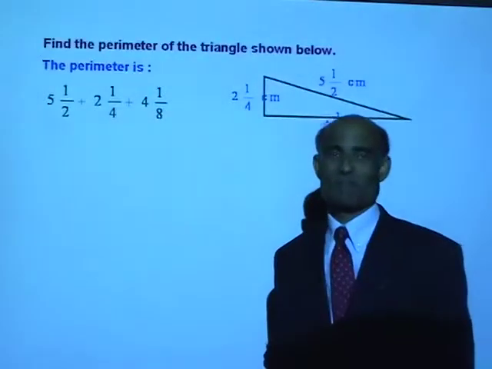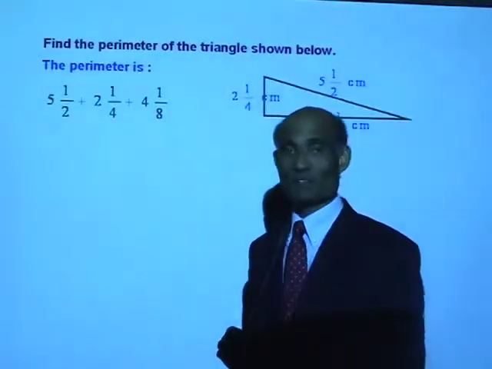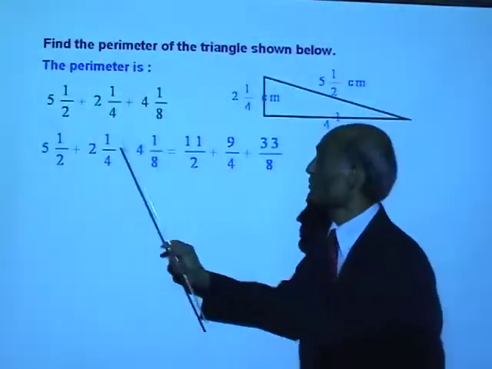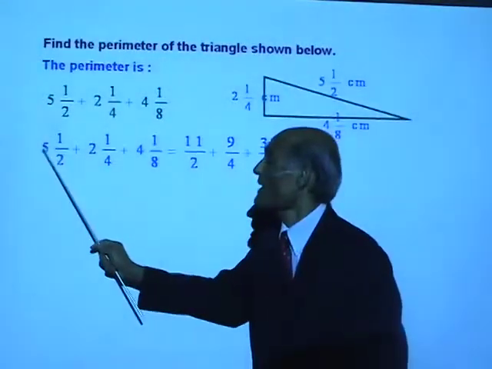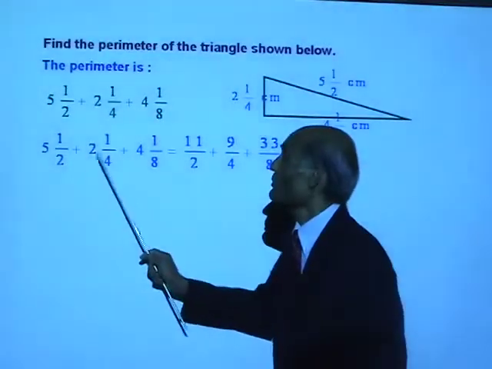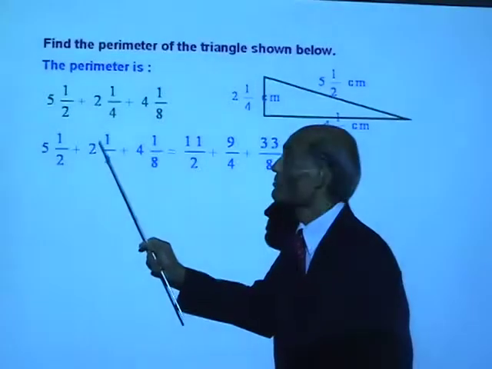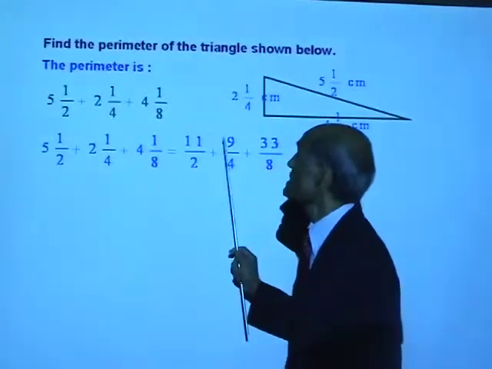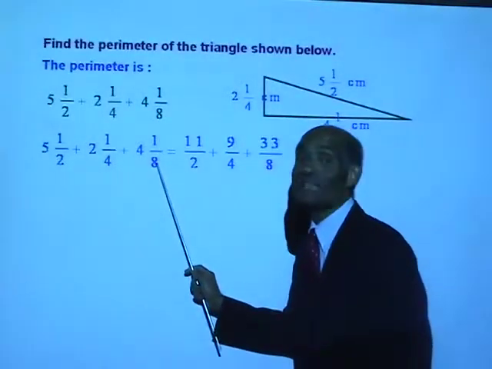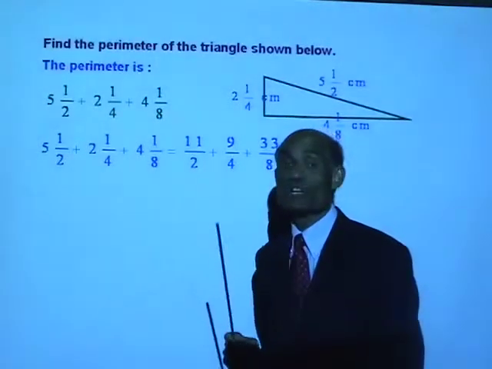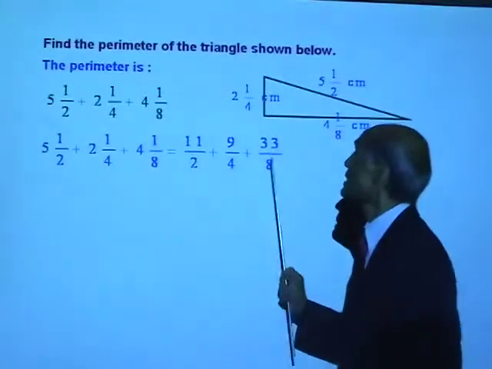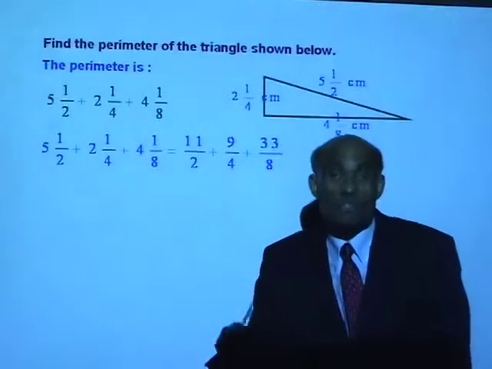Add the three sides. Okay, help me do that, can you? First of all, we write these as improper fractions. 5 1/2. 2 times 5 is 10, plus 1 is 11. That will be 11 over 2, plus 4 times 2 is 8, plus 1 is 9. So this will be 9 over 4, plus 4 and 1 over 8. 8 times 4 is 32, plus 1 is 33. So 4 and 1/8 is 33 over 8. Try and do it along with me.